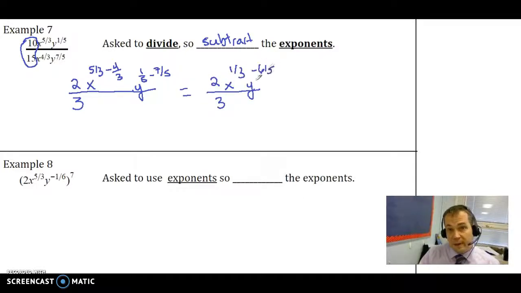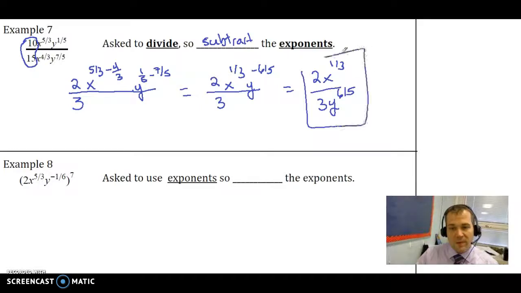And of course we cannot leave a negative exponent in a problem like that, so this part will have to bump down to the bottom. 2x to the 1/3 over 3y to the 6/5 will be my final answer.